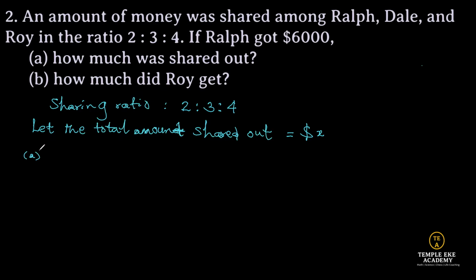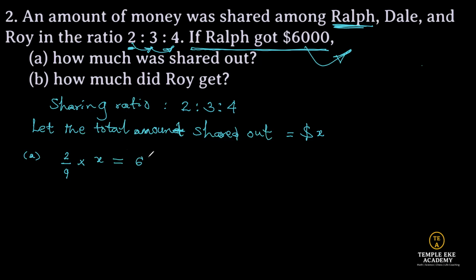Now we make use of this extra information. Ralph got $6,000. And the portion of the ratio representing Ralph's share, Ralph is the first name mentioned, so it means 2 in the ratio belongs to Ralph. That means 2 out of the sum of the ratio. 2 plus 3 is 5, 5 plus 4 is 9. 2 out of 9 parts belongs to Ralph. So multiply by the total amount shared, which is X, gives the amount Ralph got, $6,000.